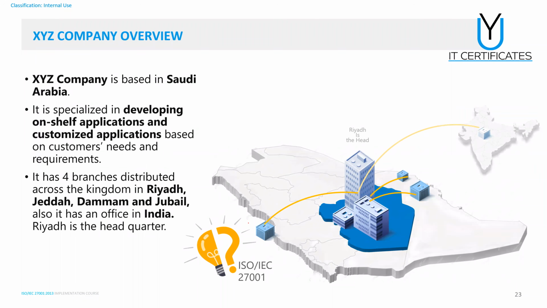We have a company. This company is called XYZ company. And this XYZ company is based in Saudi Arabia. It's in Riyadh. Riyadh is the capital, and it has the head office. And it has a branch in Jeddah, Dammam, Jubail. These are different cities in Saudi Arabia. And also it has an office in India. This company specializes in developing on-shelf applications and customized applications.